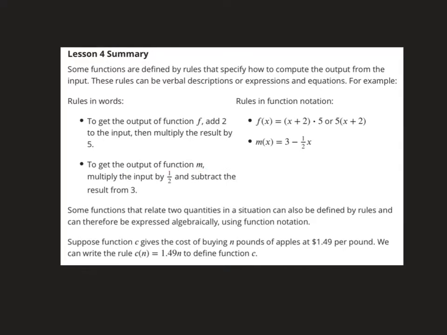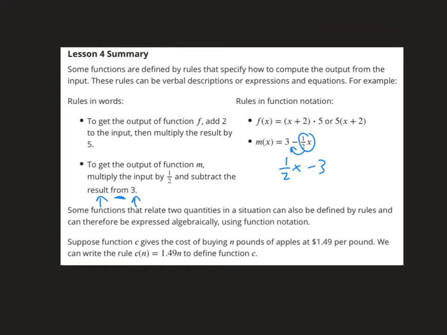To get the output of a function m, you're going to multiply the input by 1/2 and then subtract. So no parentheses, and then subtract the result. So that's why the result is on the right side. Again, you're not subtracting 3 from the result. Subtracting 3 from the result would look like this. This is subtracting the result from 3. So, what comes from what? The result is here and 3 is here. Depending on which is written first, it changes the order of that conversation.